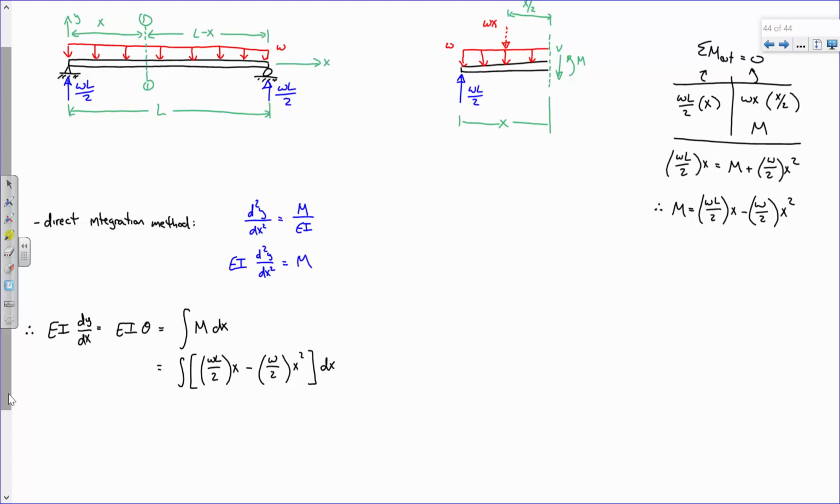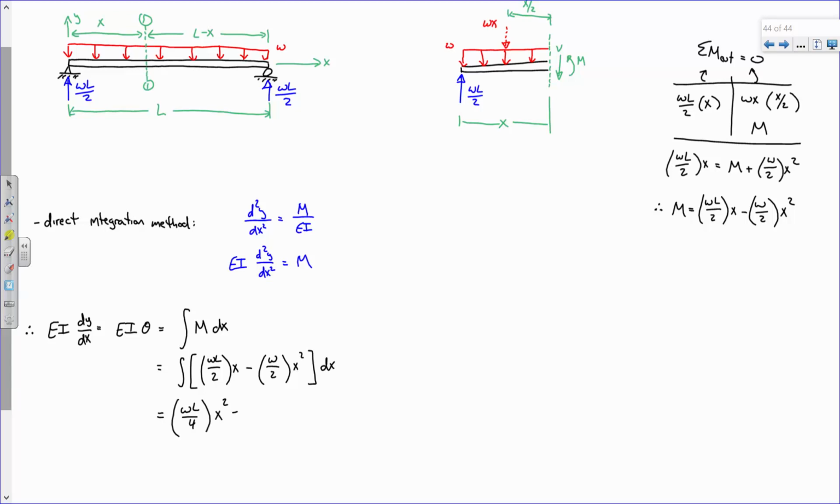So let's take this one step at a time. We are integrating with respect to x. Let's take this term right here: WL over 2, that's a constant, so pull that out. What's the integral of x? 1/2 x squared. So could I rewrite this as maybe WL over 4 x squared? Would that be a fair way of doing that? I'll put that in parentheses.